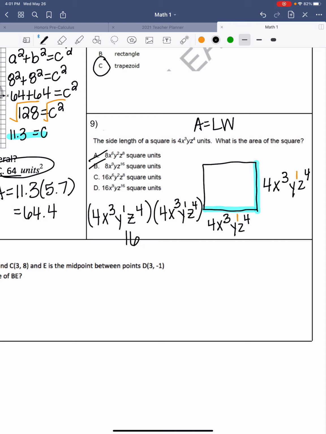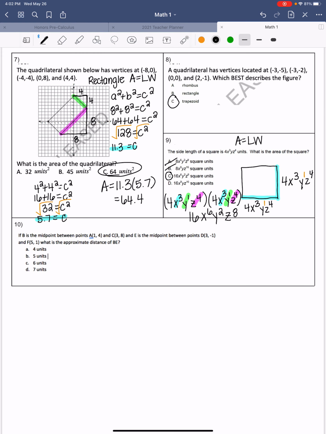So I can go ahead and get rid of a and b. Now, remember, when we multiply, we add our exponents together. So we have x to the 3rd and x to the 3rd. So we add that, and it's going to make x to the 6th. All right, then we have y to the 1st, y to the 1st. That's going to add together and make y squared. And then finally, we have z to the 4th and z to the 4th. That's going to make z to the 8th, making our correct answer C.